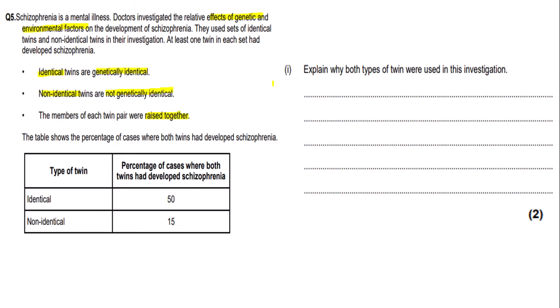So obviously you need to refer to the fact that identical twins are identical, so they have the same genetic factors. However, non-identical twins have not got the same genetic factors, but they have the same environments as well as identical twins. So this is what I've suggested. Identical twins show genetic influence, as they have the same genetic factors, and non-identical twins just show the environmental influence. So they can give a bigger indication as to what effect environmental factors have on schizophrenia.